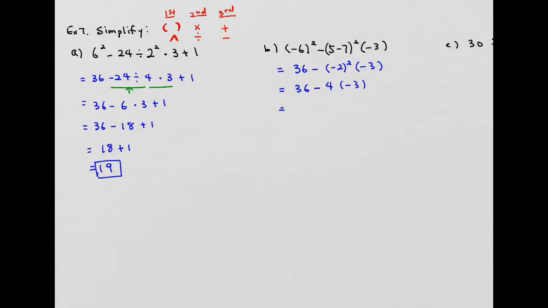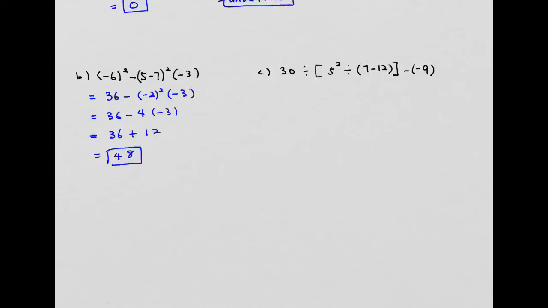I have multiplications and subtractions, so obviously I do the multiplications next. So negative 4 times negative 3 will make it positive 12. And I do the additions, which is going to be 48.